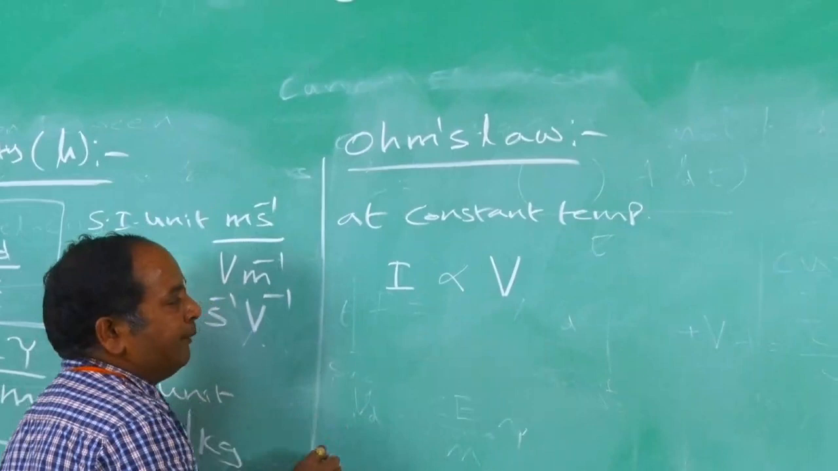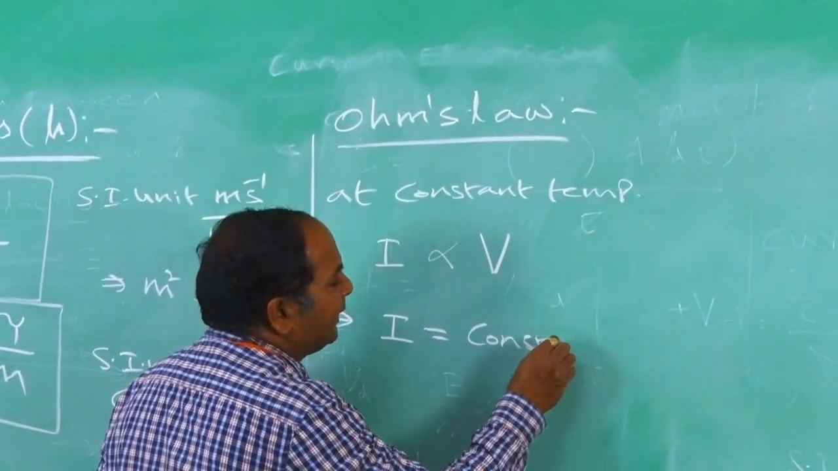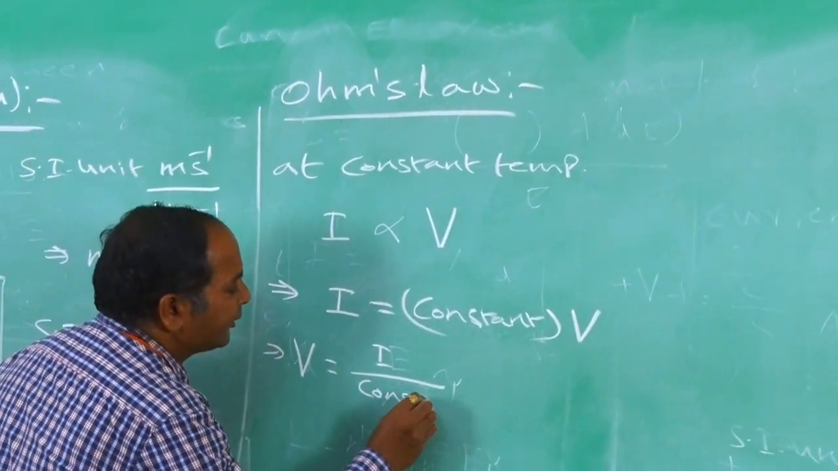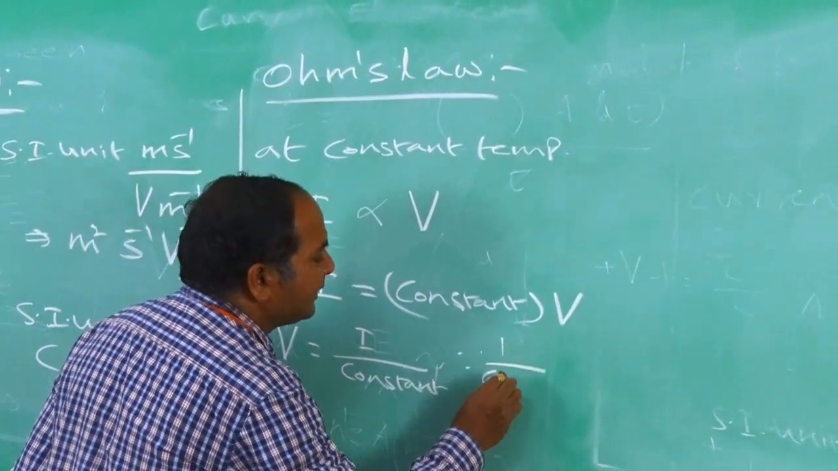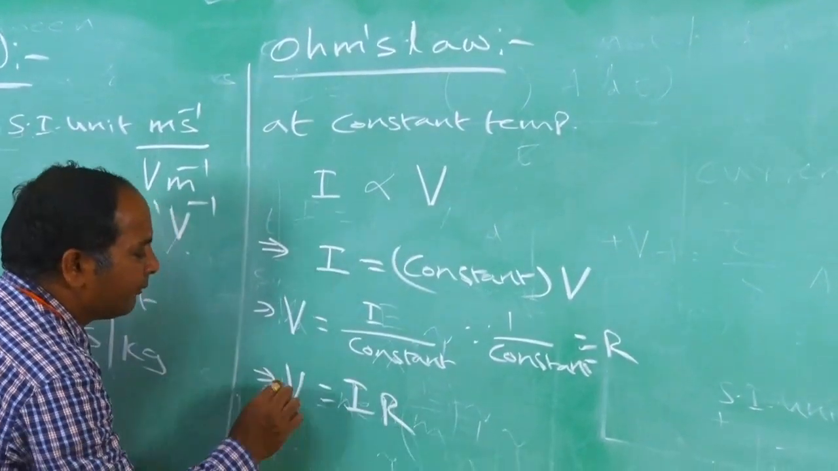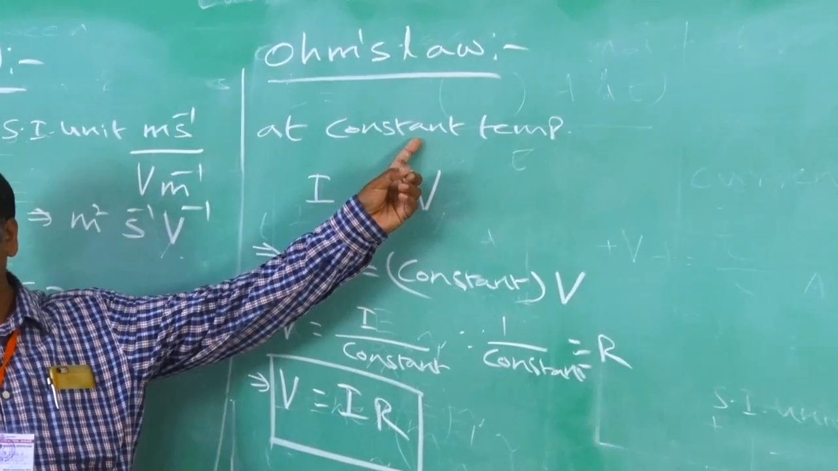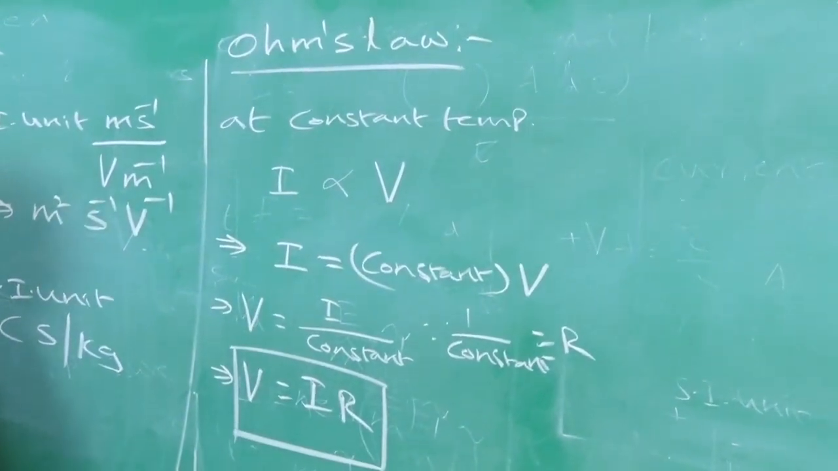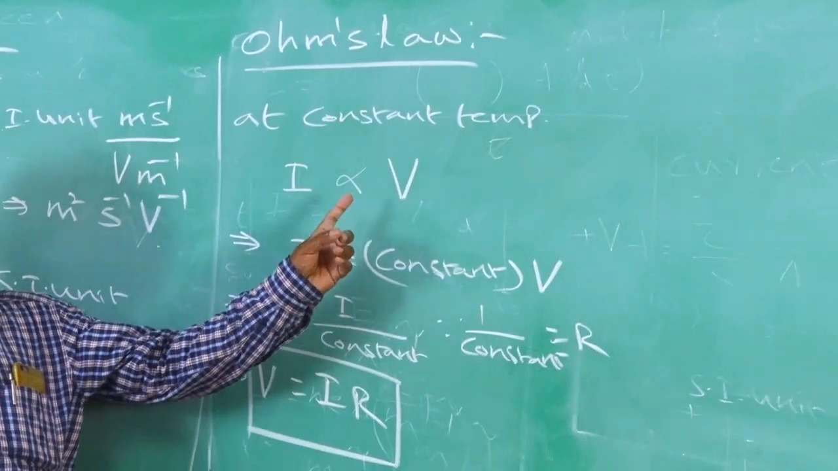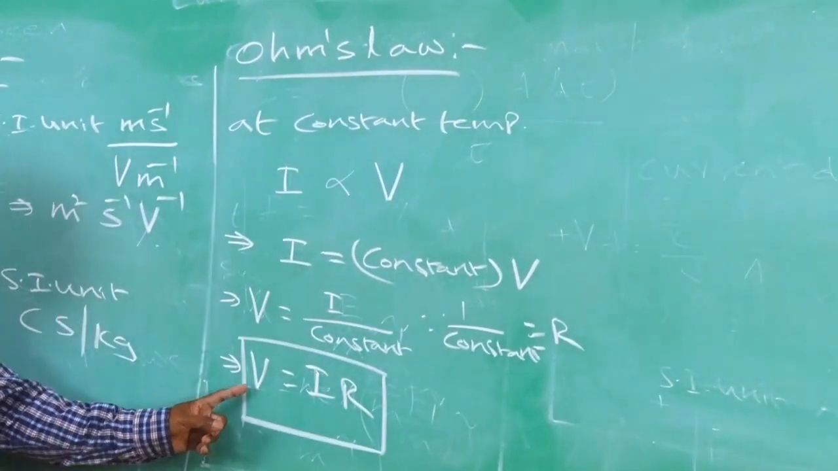That means I is proportional to V. From this we may write I is equal to some constant into V. From this we may write V is equal to I divided by a certain constant. If the reciprocal of the constant is considered as R, then V is equal to I into R. This is the expression for Ohm's law. So at constant temperature, the electric current through a conductor is directly proportional to the potential difference across both ends of the conductor. Replacing the proportionality by a constant, V is I by constant, and if the reciprocal of the constant is R, then V is equal to IR.